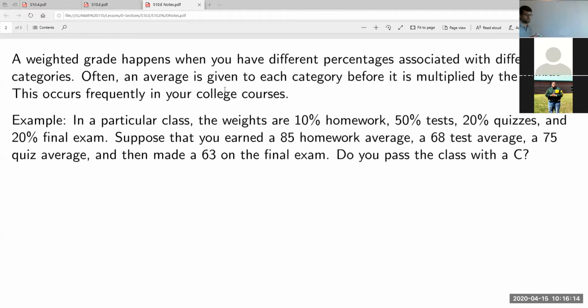So, given these categories, homework 10%, you got an 85 average.